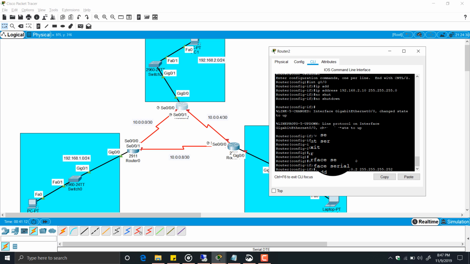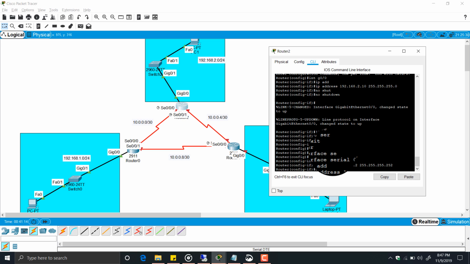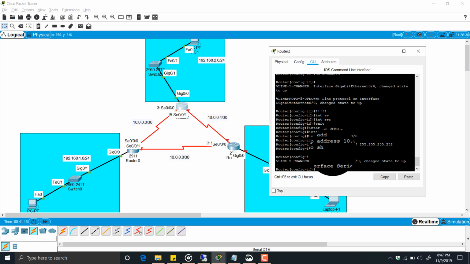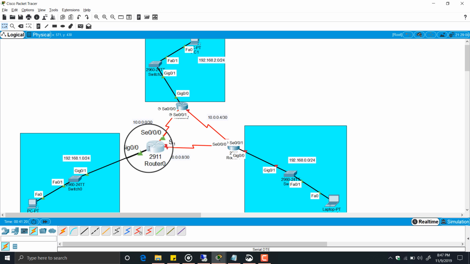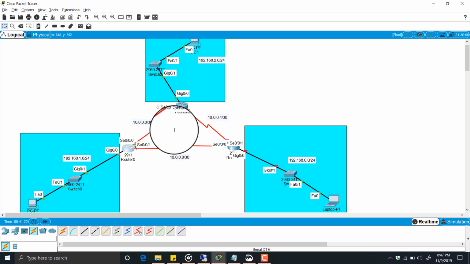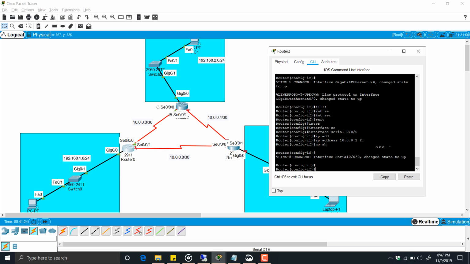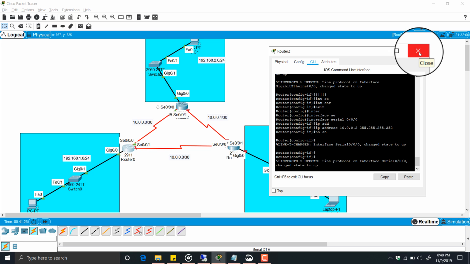255.252. Okay, now no shutdown. Now it's supposed to turn on both of the devices with that green signal. Okay, now we are done with this router.